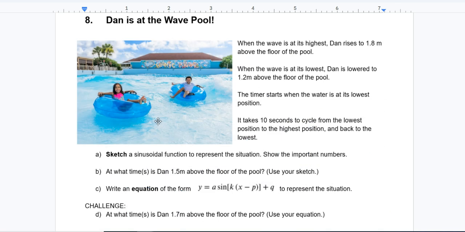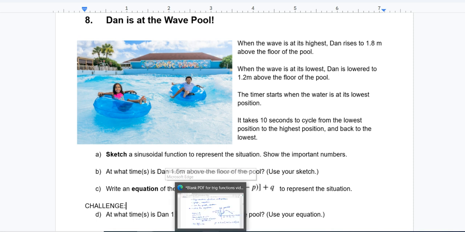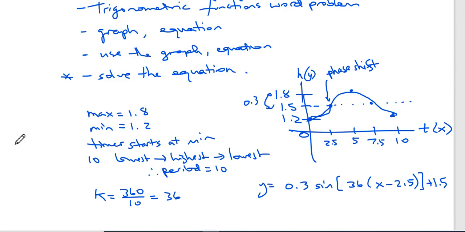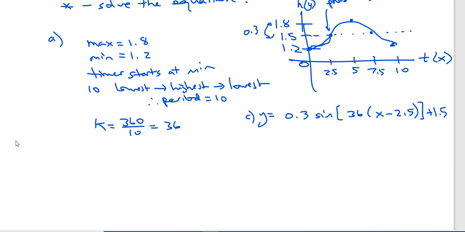So now we have completed questions A and C. Actually, I skipped B because it was so easy to write the equation, I just jumped to it. But really, we should look at question B. At what times is Dan 1.5 meters above the floor of the pool? So that was question A. Here's question C. Let's go to question B.